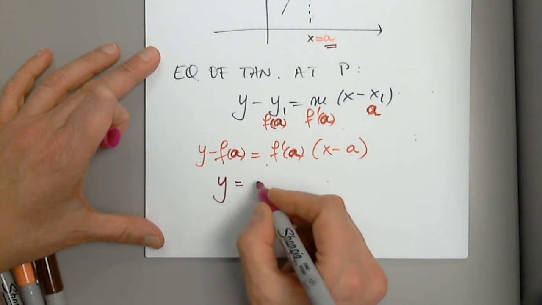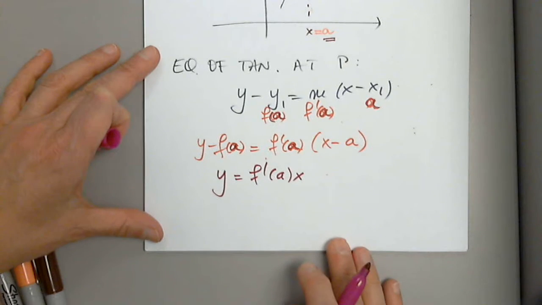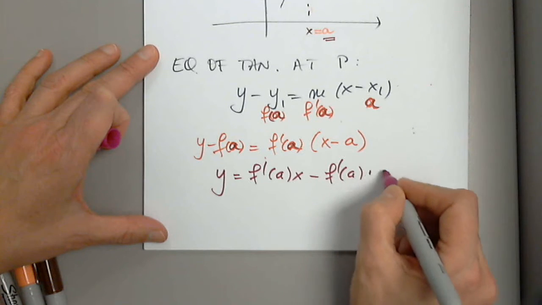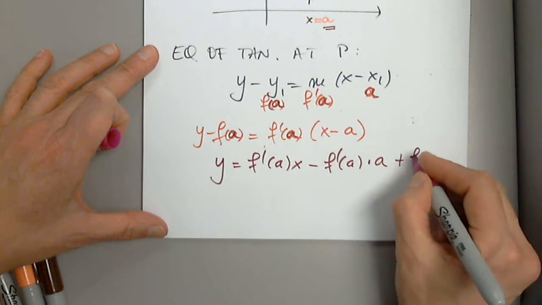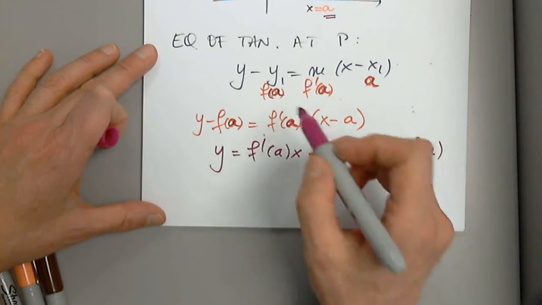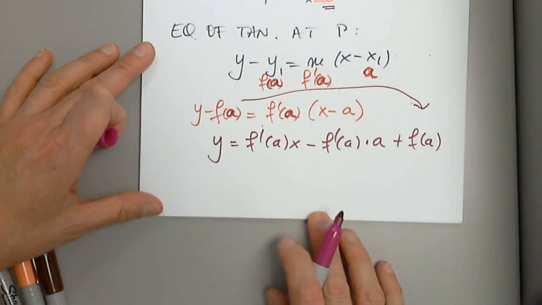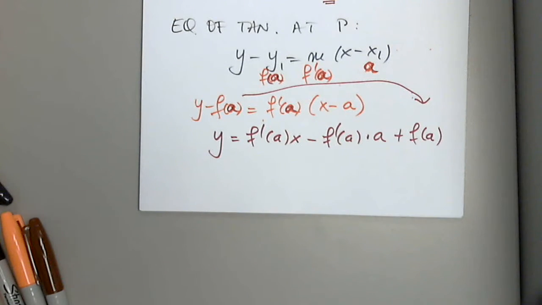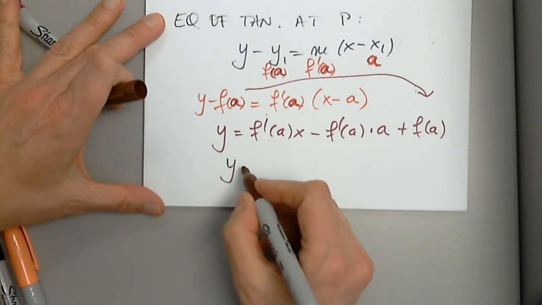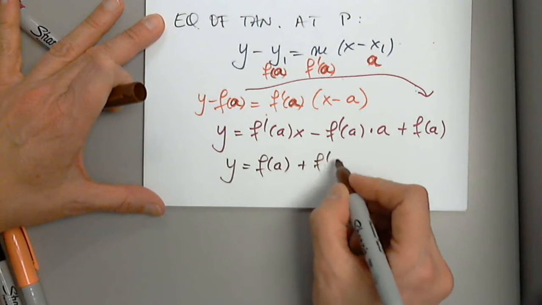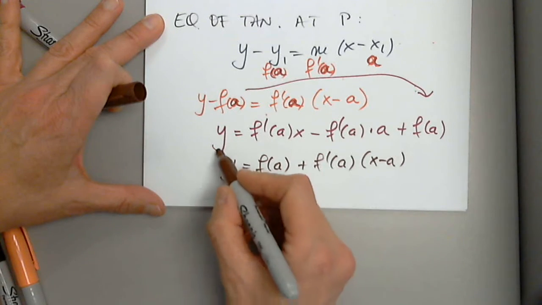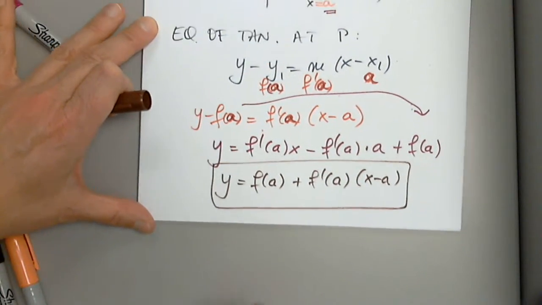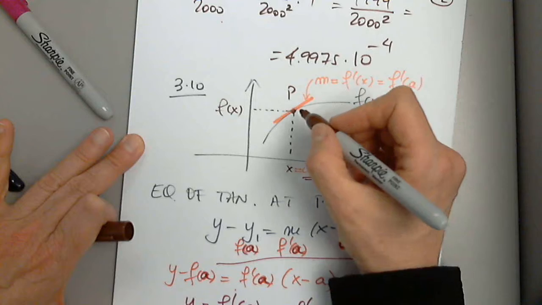So finally, the equation will be f prime of a times x minus f prime of a times a plus f of a, because we move it to the other side. If we rearrange it to make it a little bit nicer, like y equals f of a plus f prime of a times x minus a without distributing, this is the equation of the line that is tangent to P.